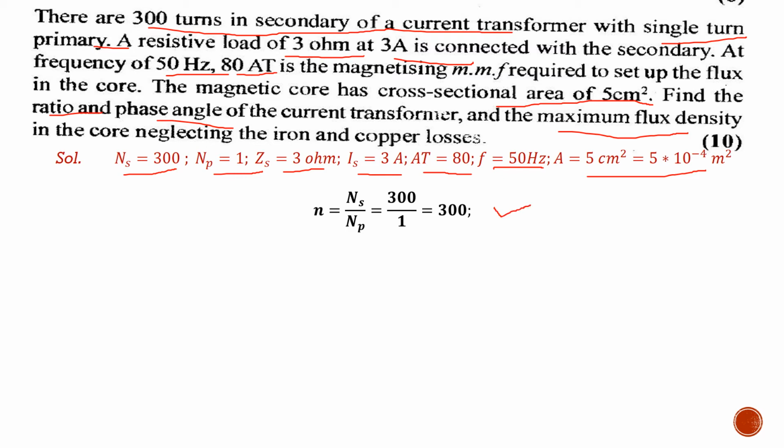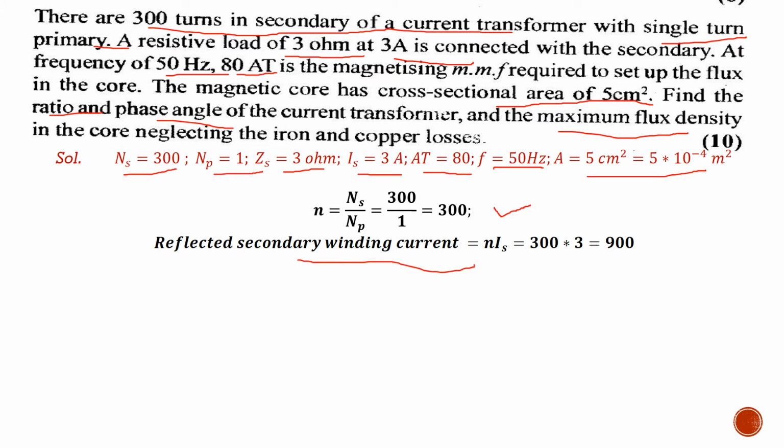After the turn ratio is calculated, we can easily calculate the reflected secondary winding current, which is NIS. Turn ratio multiplied by your secondary current. Turn ratio is 300 and secondary current is given as 3. So we can multiply the both and we can easily calculate this reflected secondary winding current, which comes out to be 900 ampere. After this, we will be moving to the question, which is asking the maximum flux density.